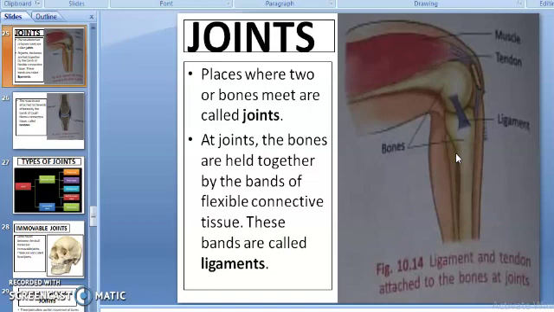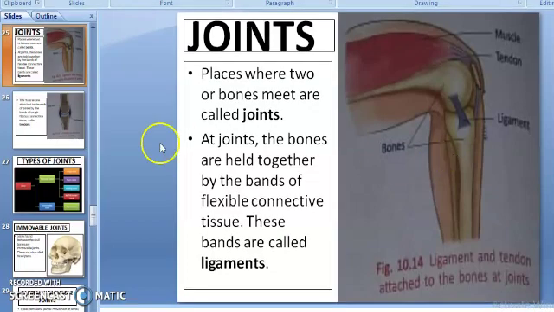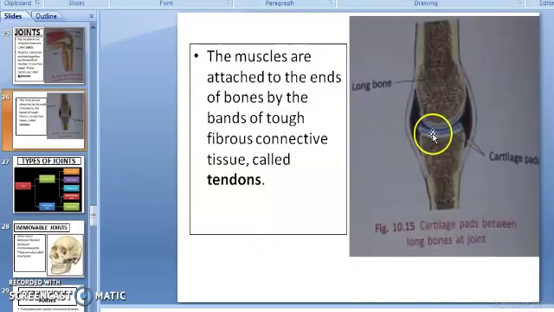The cartilage pads are present between the vertebrae and at the ends of the long bones. Look at the picture in the next slide. These are cartilages. They absorb shock and they are present between the vertebrae and at the end of the long bones.